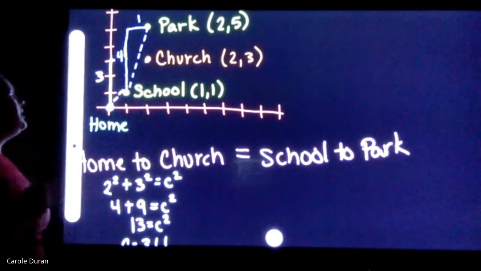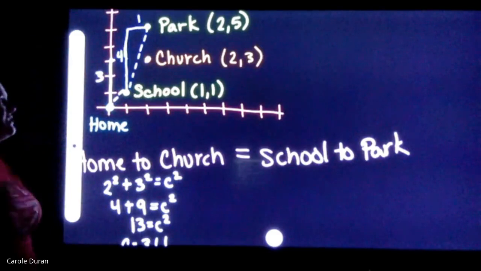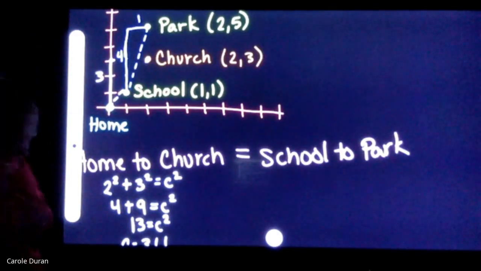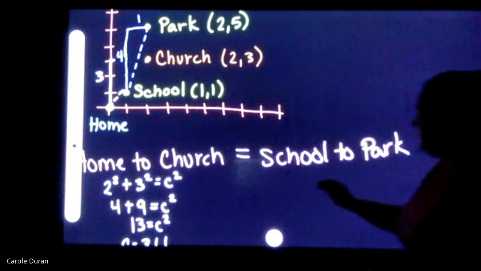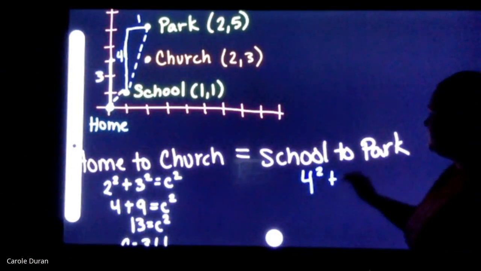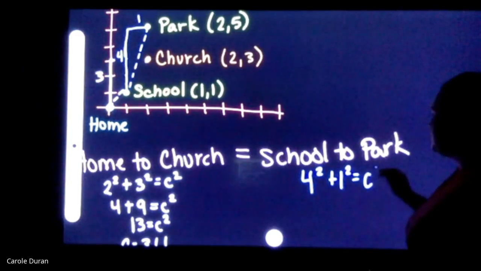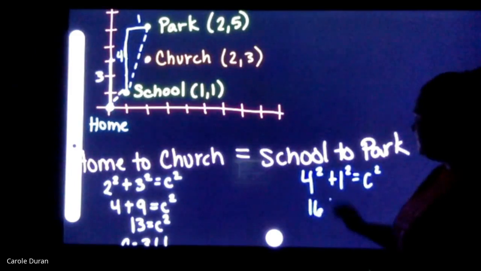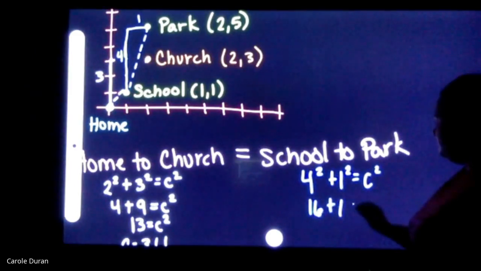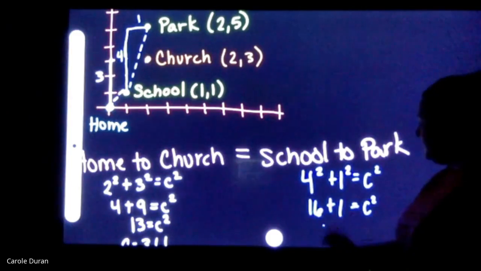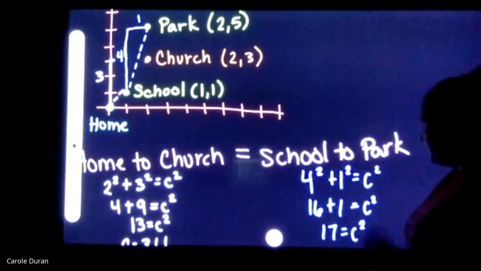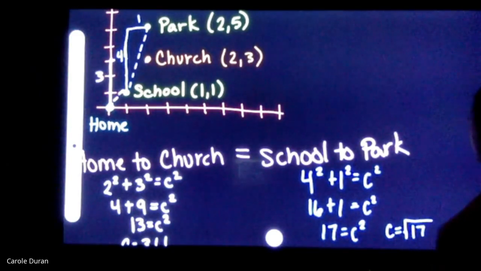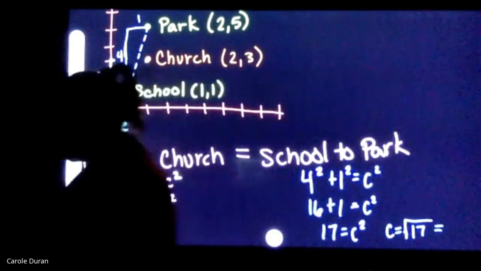Using that information, I'm going to go ahead and calculate that diagonal distance using leg lengths 4 and 1. So in my Pythagorean theorem, I'm going to have 4 squared plus 1 squared equals c squared. 4 squared is 16 plus 1 squared, which is 1. I'm going to get 17 equals c squared, which means c equals the square root of 17, which is 4.12.